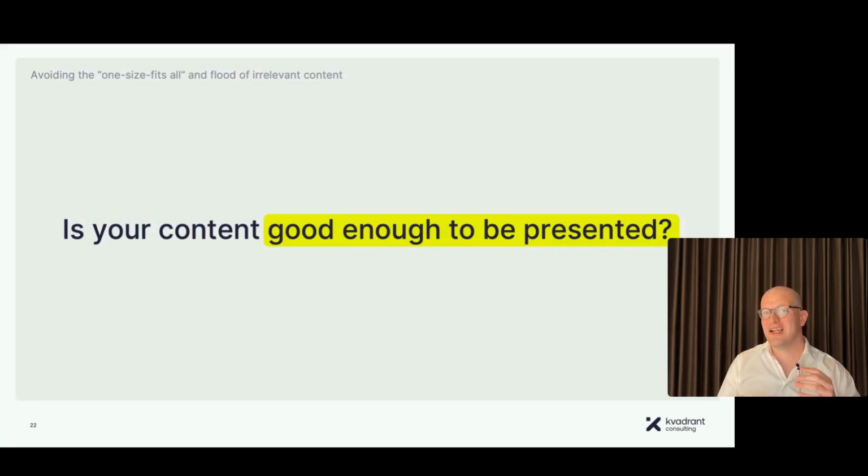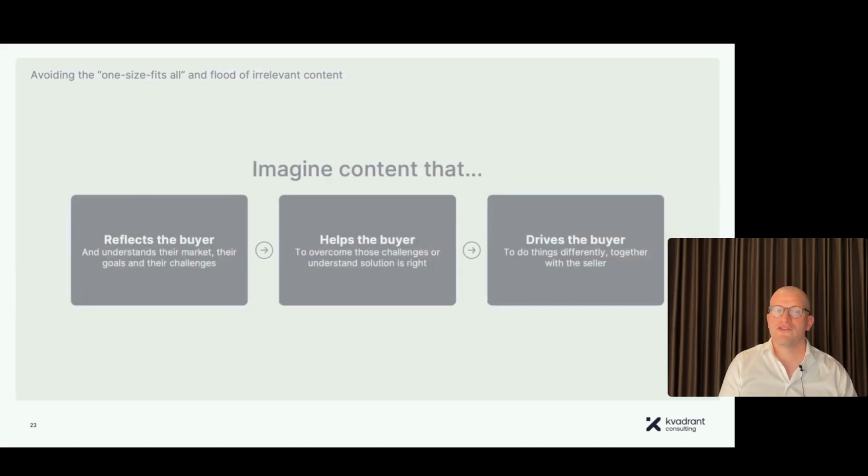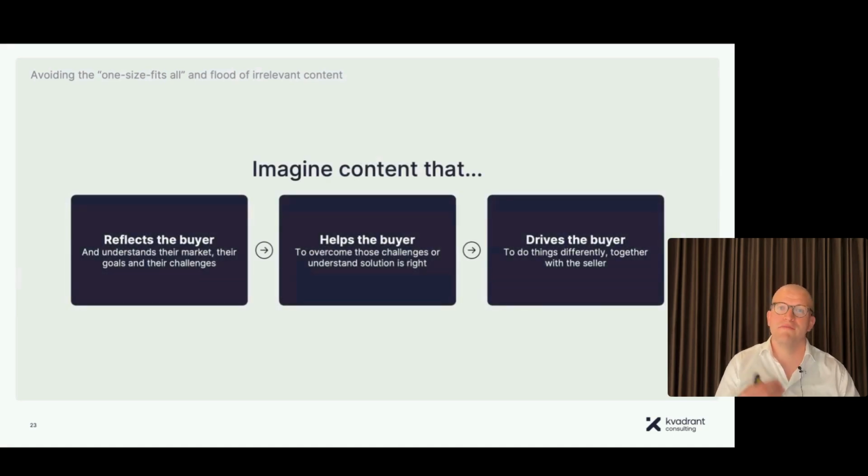And of course, that has a lot of expectations connected to it, that it's got to be specific to the pains of the buyer. It's got to actually help the buyer get forward in the buying motion. And it also has to drive the buyer to do things in a different way, to act or to do a joint planning session, whatever, together with the seller. For us, that's kind of the gold standard of account-specific content, that it's so good that it can be part of a sales process as well, because it's specific enough to that buyer's situation.